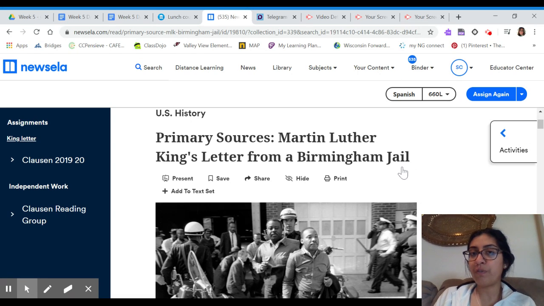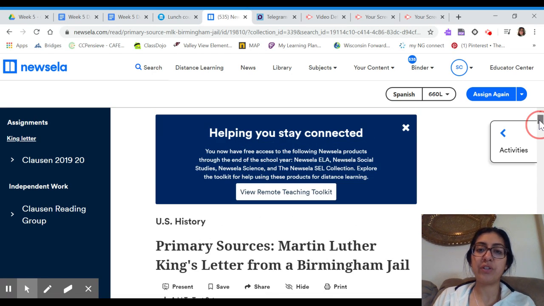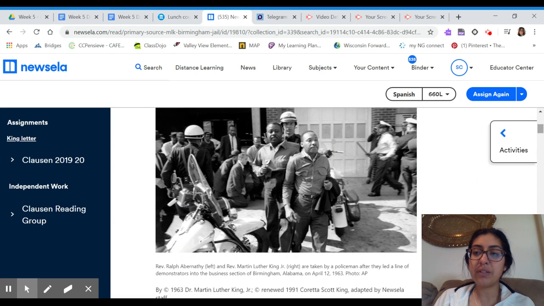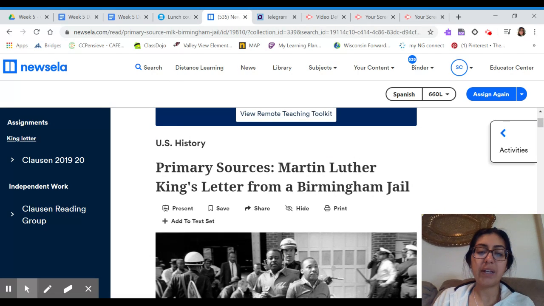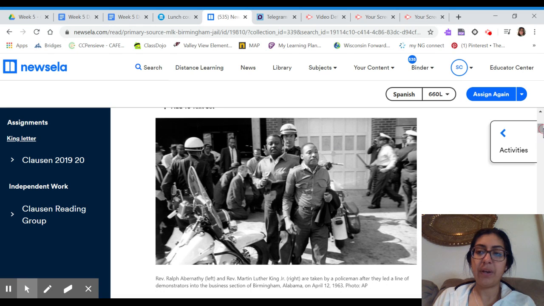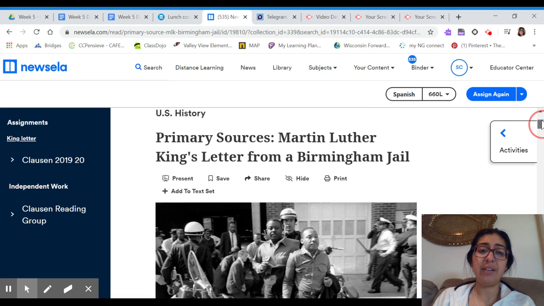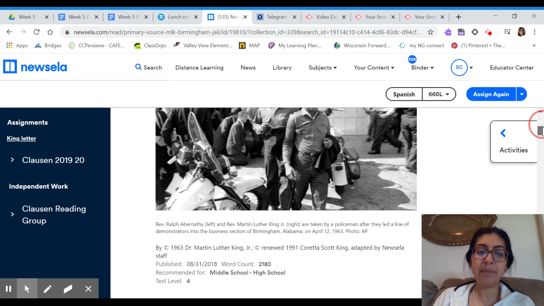There's a way to search for primary sources when you're looking for them. The way to know if what you searched for is a primary source, at the top, it will say primary sources right here. And this is an article I've assigned to my class before. It's on Martin Luther King's letter from Birmingham jail. And so I know it's primary because it's a letter that he wrote during that time.